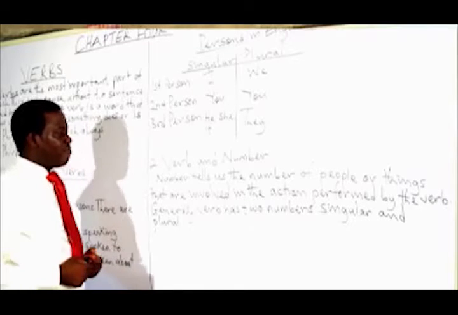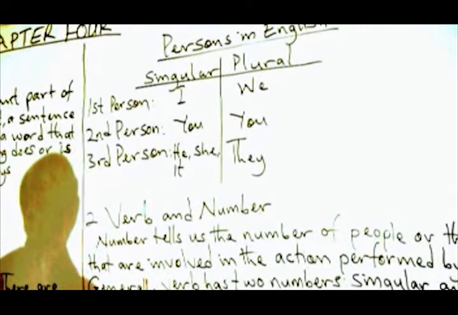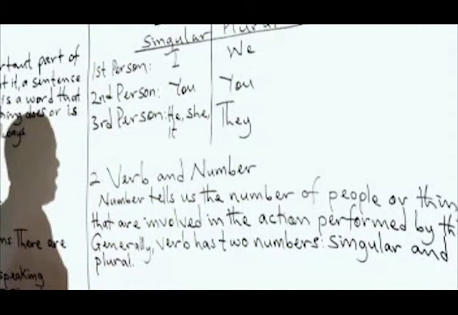The second characteristic of verb is number. Number tells us the number of people or things that are involved in the action performed by the verb. Generally, verb has two numbers, singular and plural.